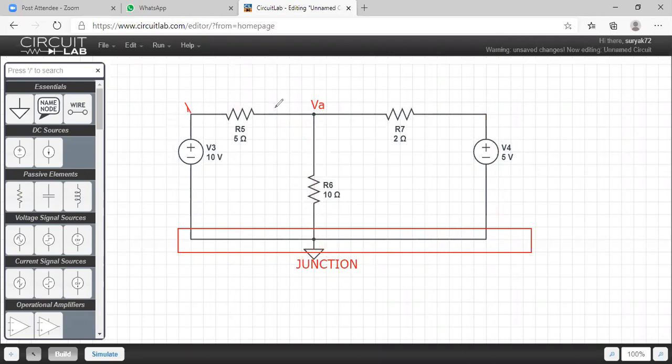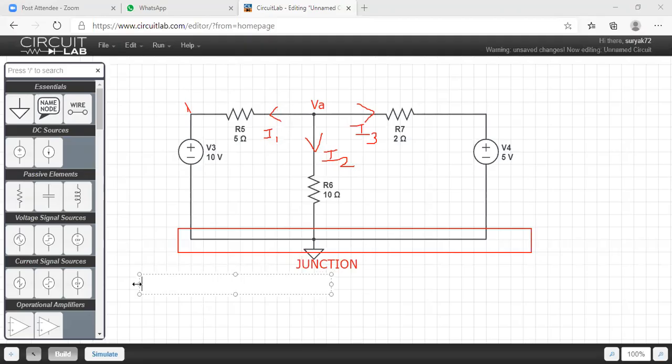This is one branch current, I1, this is one more branch current, I2, and this one is one more branch current, I3, because the branch current is between two junctions. I1 is a branch current between junction VA and ground, I2 is the branch current from VA to ground, and I3 is one more branch current from VA to ground. Then, at last, point number five is to apply KCL.